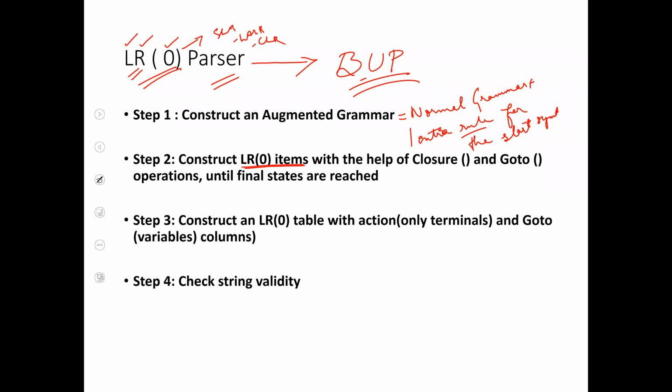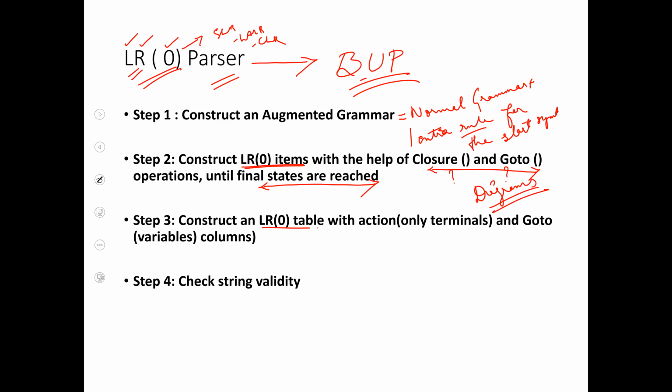Now, step 2, you have to construct LR0 items with the help of 2 functions called closure and goto until the final states are reached. Now, how do you calculate closure and goto? It is with the help of diagrams. It is very easy to find out closure and goto. So that also we will see, how to calculate closure and goto.